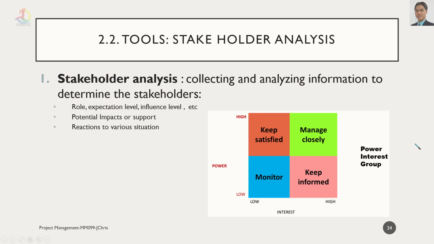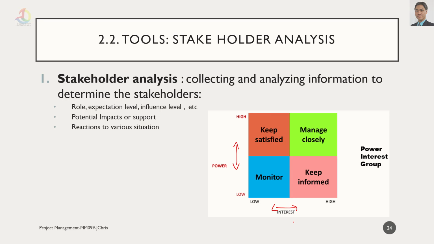Now, the stakeholder analysis is for collecting and analyzing information to determine the stakeholders. So we're going to classify the stakeholders into 4 power interest groups. We can see it from this quadrant. So there are high or low interest and high or low power. This is the interest for the project. This is the power to determine or to affect the project.